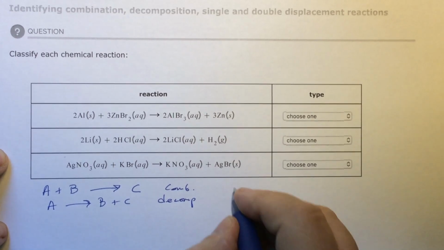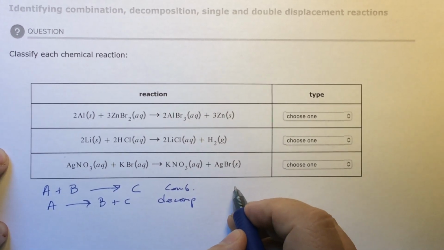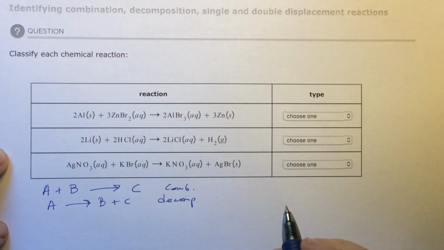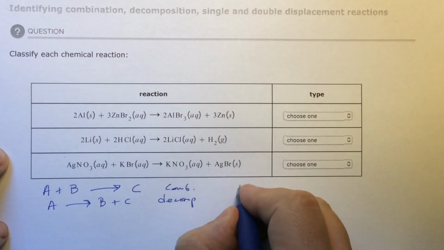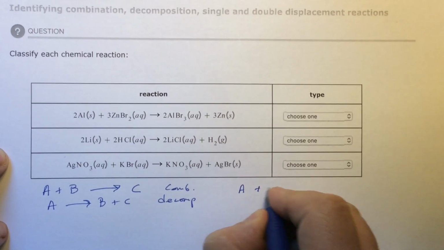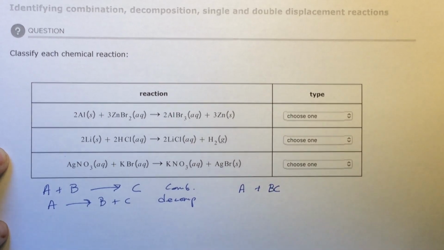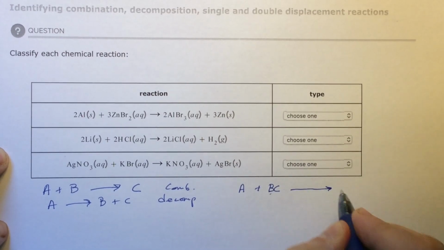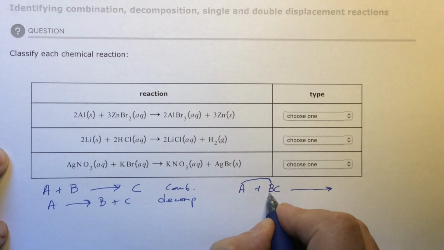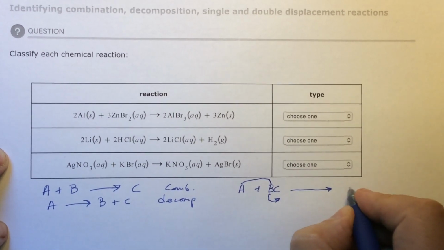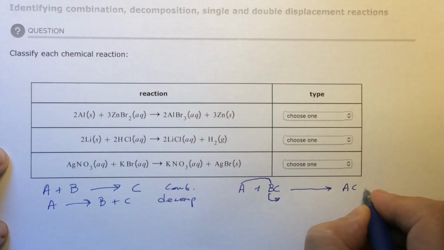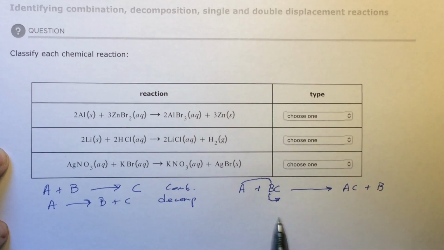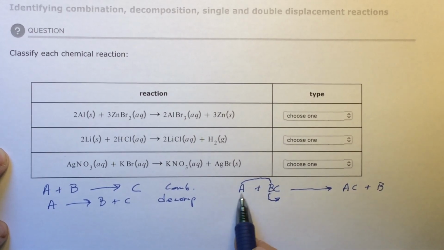A single displacement is when one element is kicking out another and joining it in a compound. So if you were to have A plus, say, BC, where you have a cation and an anion together, BC, then the A is going to kick out B, and you'll end up with AC plus B. I don't know if that makes sense. This is one person kicking out another person.